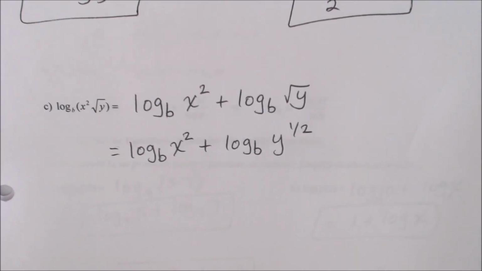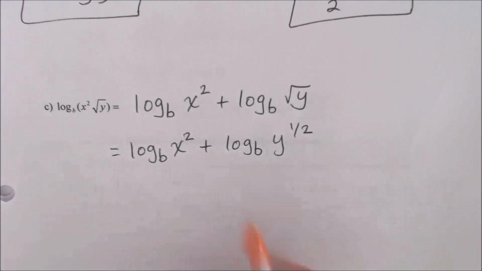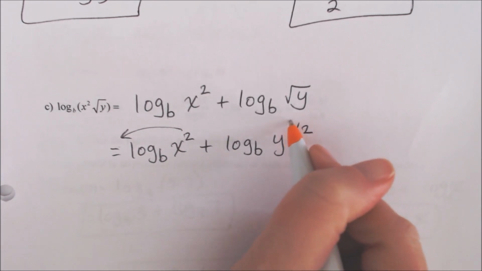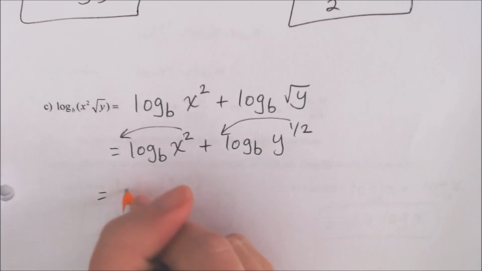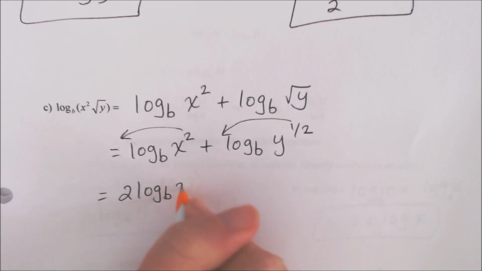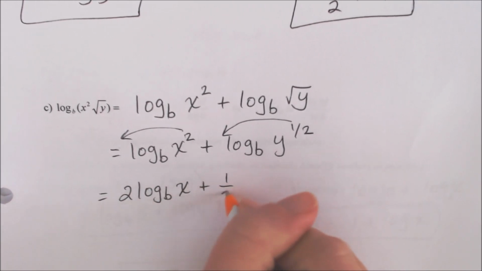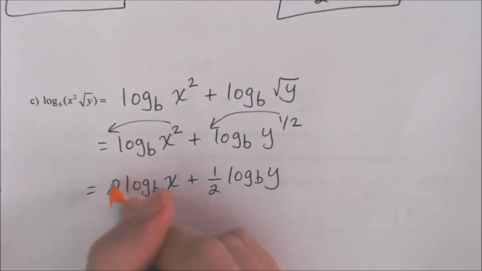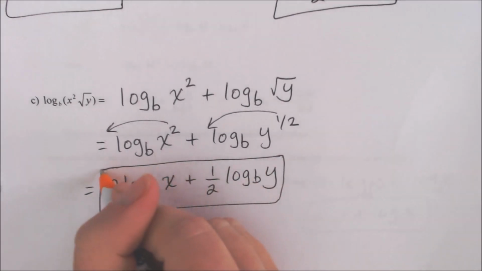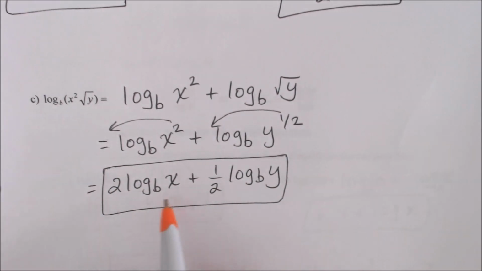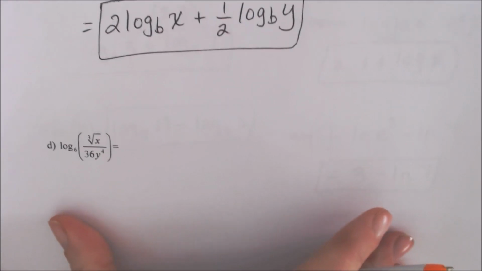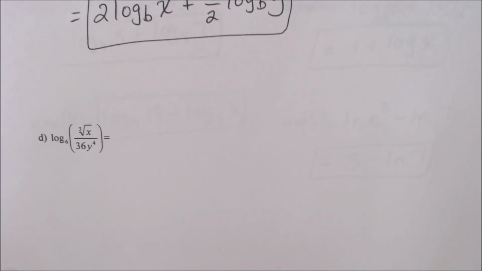Last rule then is to take care of any powers that you might have. So you see that we have a power of 2 that needs to go to the front of that respective log, and a power of 1/2 needs to go to the front of that log. So we have 2 times log base b of x plus 1/2 times log base b of y, and that's fully expanded because we don't have anything else being multiplied or divided or raised to a power in either argument, so it's completely expanded.